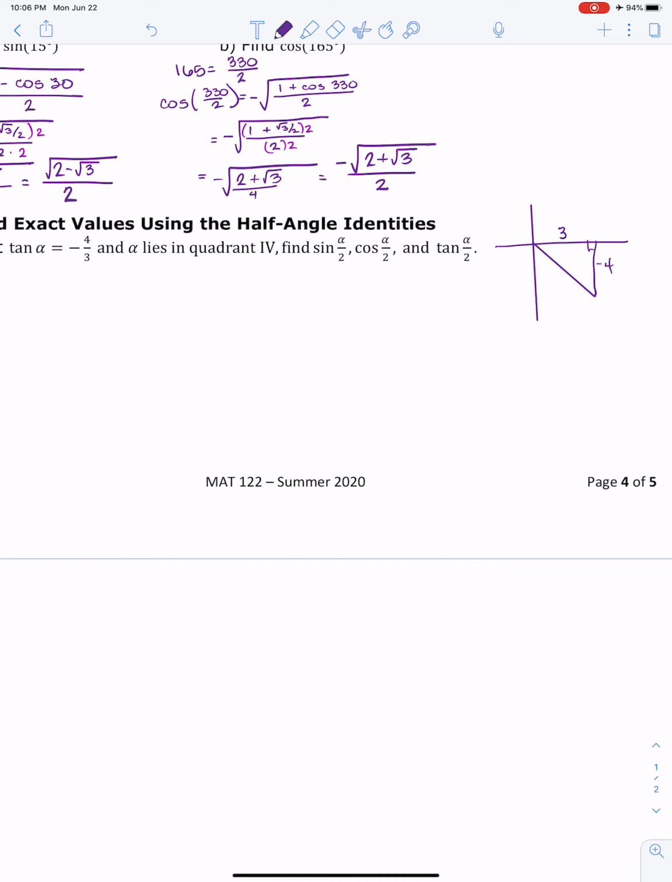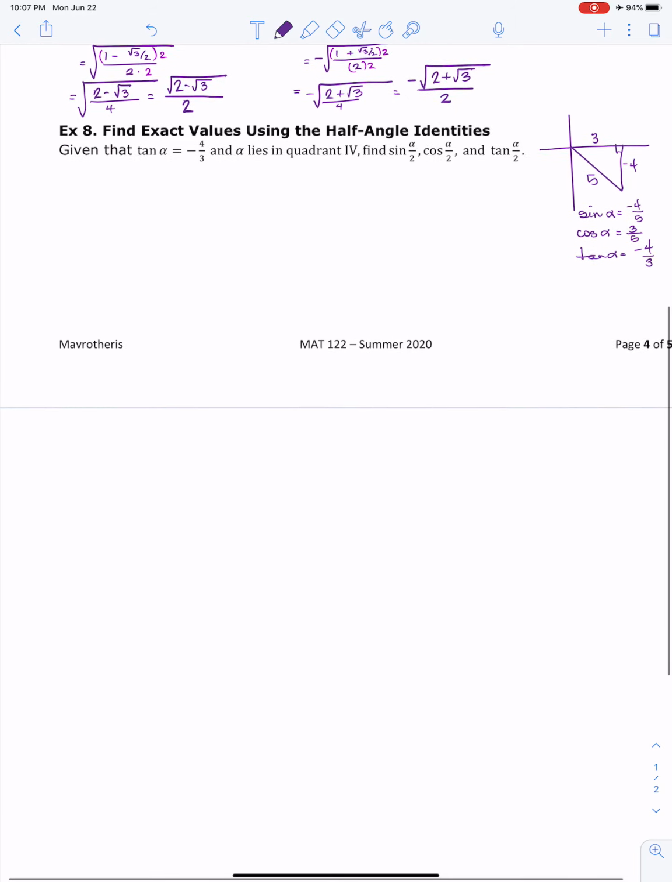So this is a Pythagorean triple. I know that my hypotenuse is 5. That means the sine of alpha is negative 4/5. The cosine of alpha is 3/5. And the tangent of alpha is negative 4/3, which is what they told us to begin with. So I just tend to write that down so I know that I haven't screwed something up.